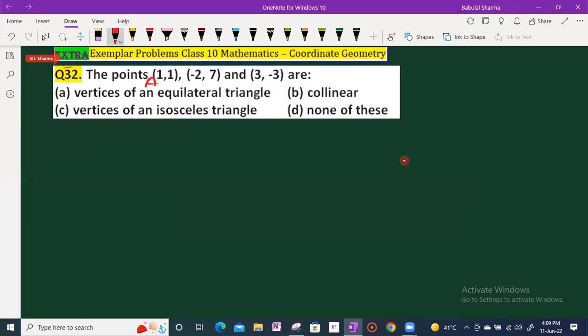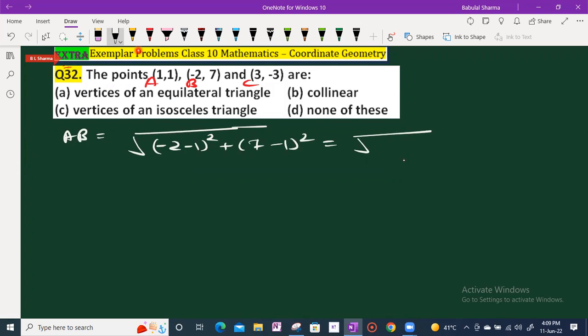this point is A, this point is B, and this point is C. So using the distance formula, distance AB will be given minus 2 minus 1 whole square, x2 minus x1 whole square, and 7 minus 1 whole square, that is minus 3 whole square is 9, and 6 whole square is 36, the square root of 45. You can write 3 root 5.